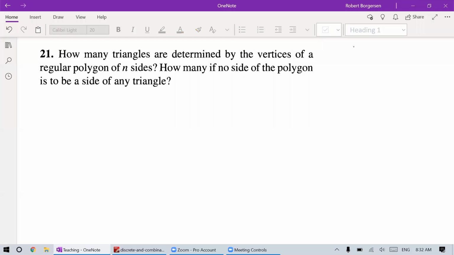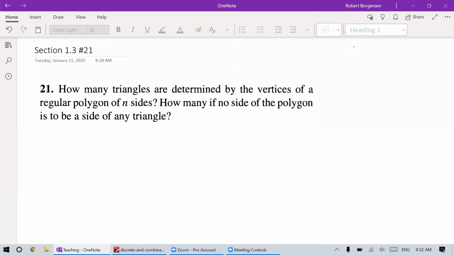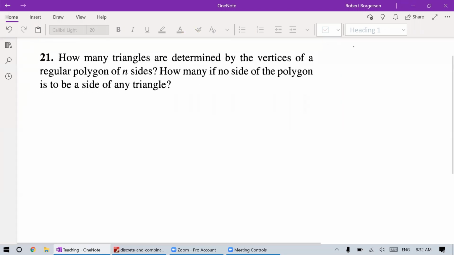All right, so the question is, how many triangles are determined by the vertices of a regular polygon of n sides? How many if no side of the polygon is to be a side of any triangle? This is in section 1.3, number 21. So let's try to get an idea of what's going on here.